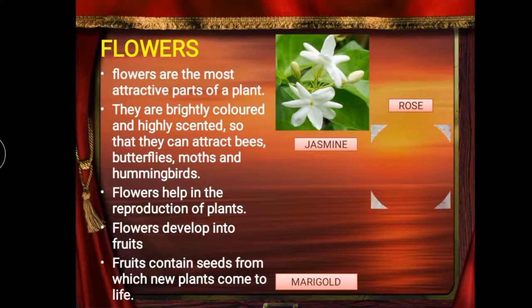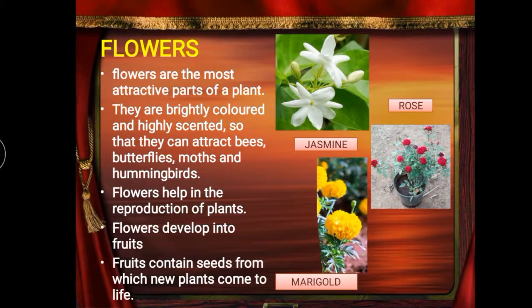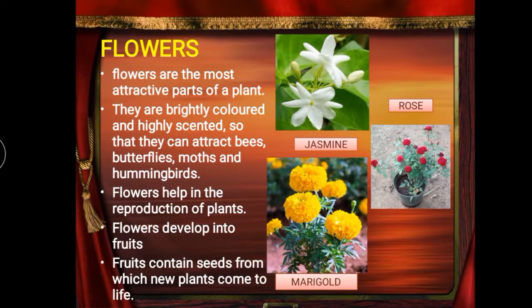Flowers help in the reproduction of the plant. The main part which helps in reproduction is the flower. Flowers develop into fruit. From the flower the fruit will come out.